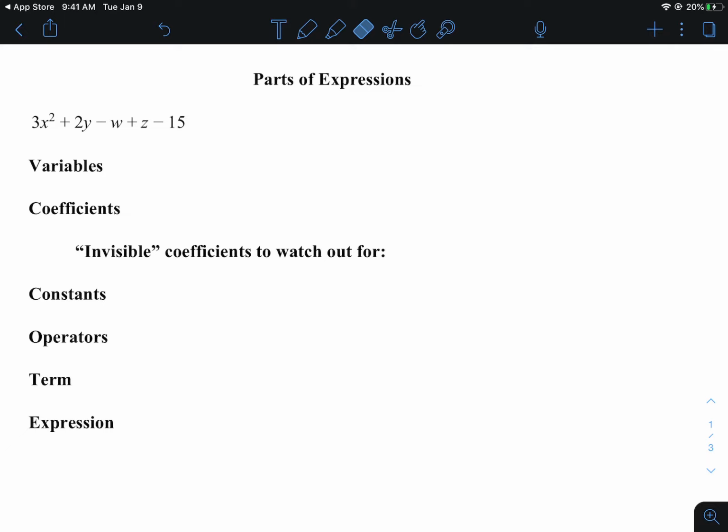So variables are letters, and they stand for numbers. Why do we use them? Because sometimes we don't know what those numbers are. They're an unknown, or they will change.